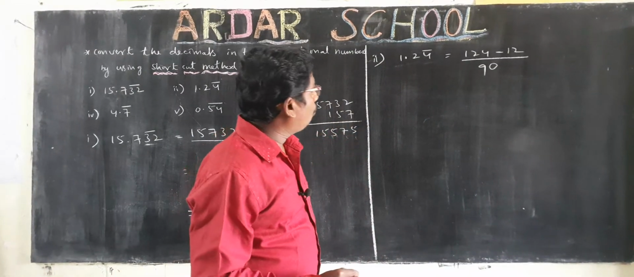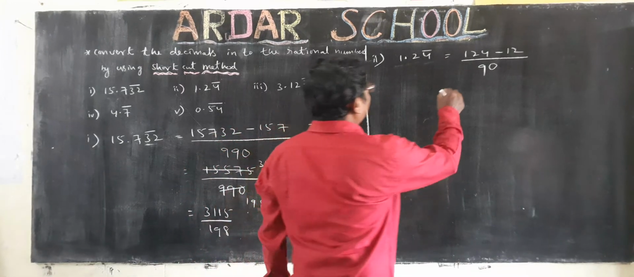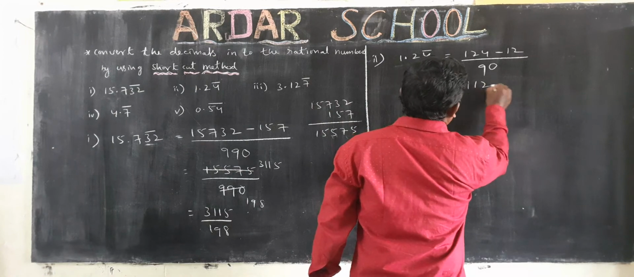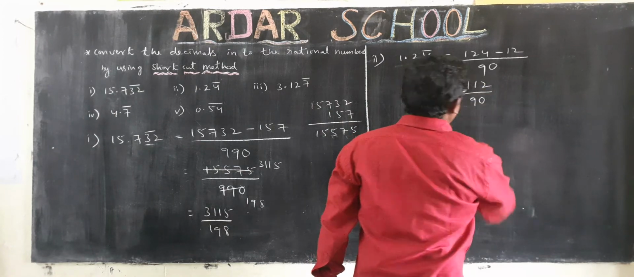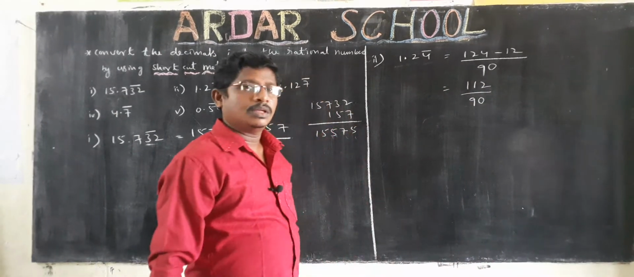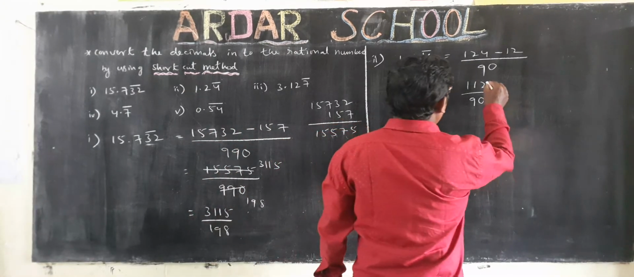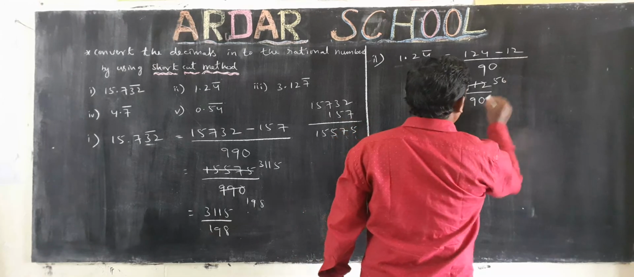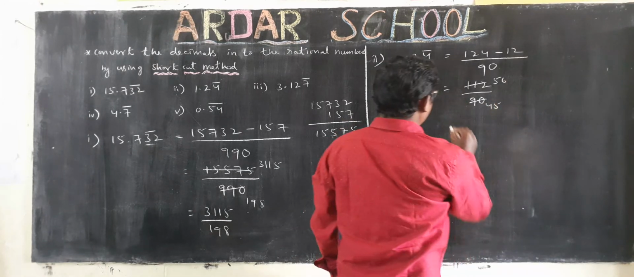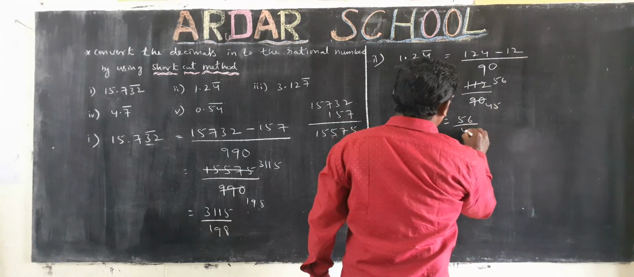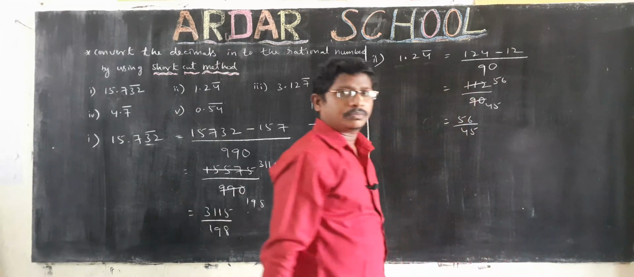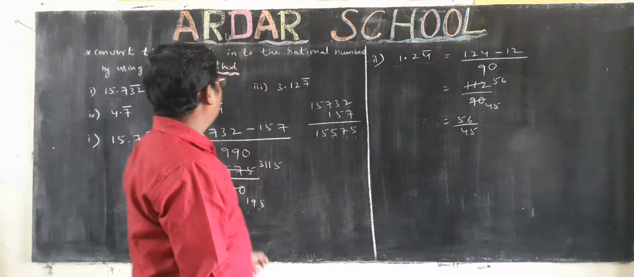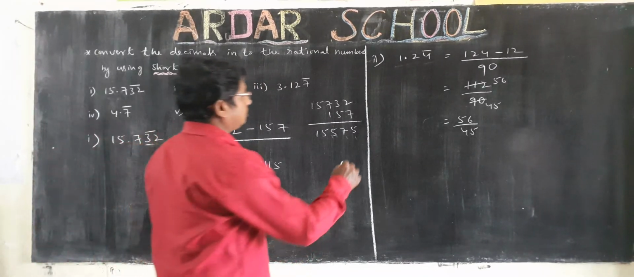So 124 minus 12. How much? 112 by 90. Cancel this: 2 by 2, 2 5s are 10, 2 6s are 12, 2 45s. That is 56 by 45. This is a rational number. Okay, is it clear?